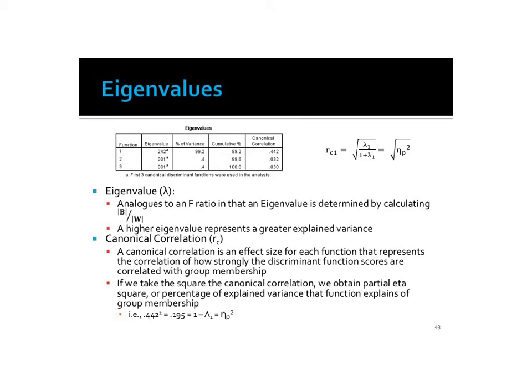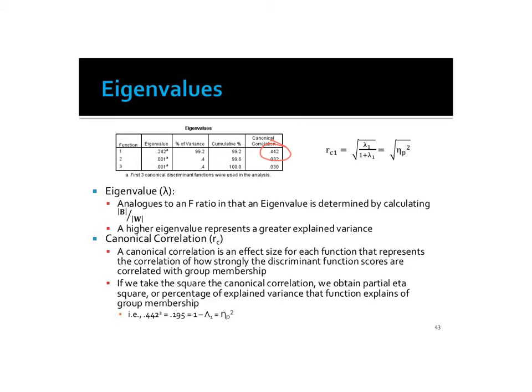So if I look at my canonical correlation up here for function 1, I'm going to now square it down here at the bottom. 0.442 squared is 0.195. That equals 1 minus Wilks for function 1, which is also equal to partial eta squared for function 1. So my function 1 explains approximately 20% of the variance between groups.